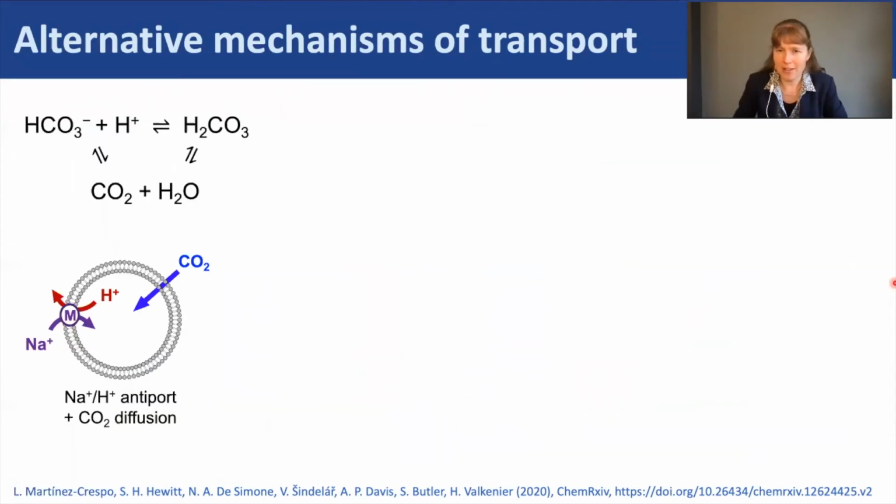However, there is a challenge with bicarbonate, and that is the fact that in aqueous solution, it's always present in equilibrium with CO2 and carbonic acid. So when we add a pulse of sodium bicarbonate to the exterior of liposomes, we also give rise to a gradient of CO2, and CO2 is known to diffuse spontaneously across the membrane of liposomes.